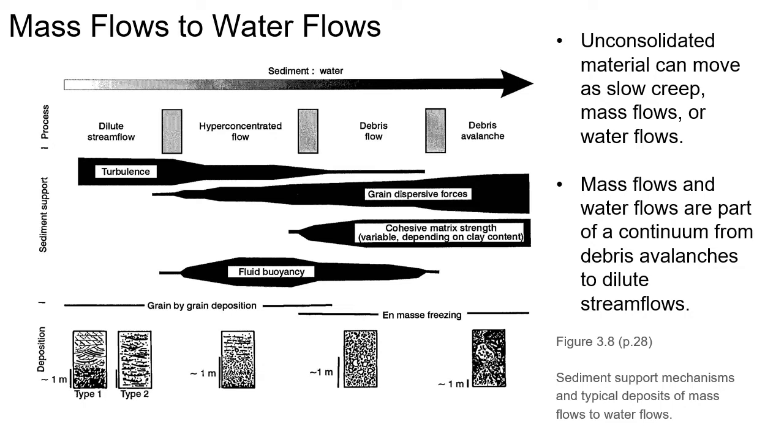As you can see, going from mass flow and water flow, those are all parts of a continuum. And these also include debris avalanches, which we're going to talk about here in a little bit more detail. A lot of this has to do with the amount of transport medium we have compared to the amount of sediment that's in it. So the more sediment you have, you're going to see some very different types of behaviors regarding how that sediment is going to transport.